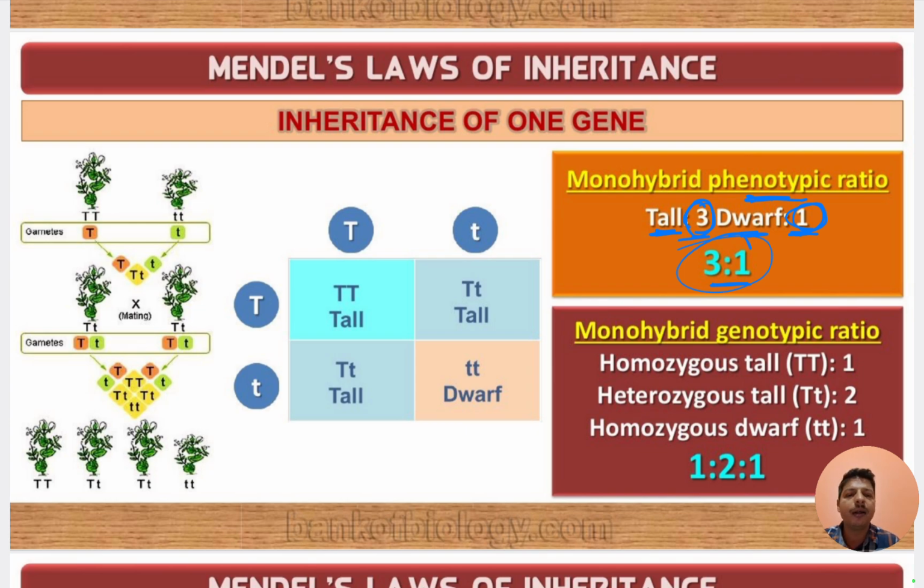As you can see from this Punnett square, coming to the genotypic ratio, homozygous tall will be 1, heterozygous tall will be 2 and homozygous dwarf will be 1. 1:2:1 is the genotypic ratio. Genotypic means the genetic makeup inside the plant. And phenotypic means the observable character by seeing a plant, that is the phenotypic ratio.